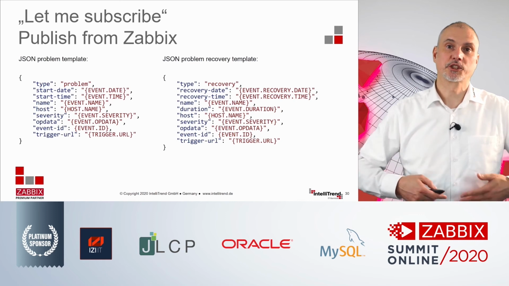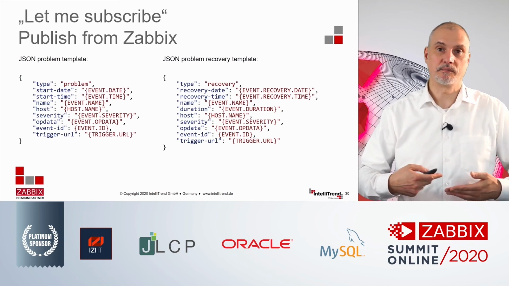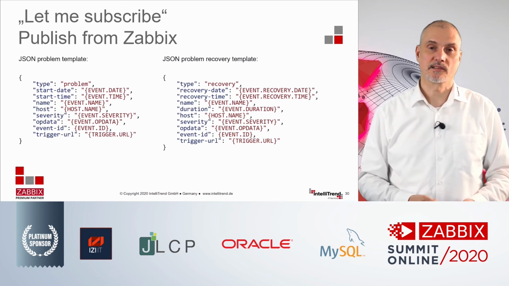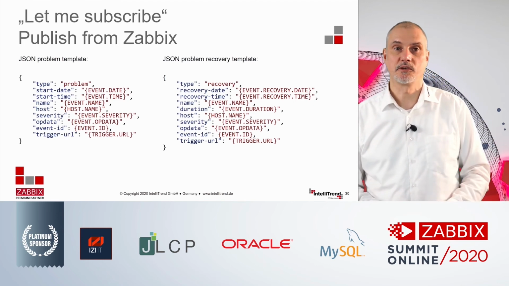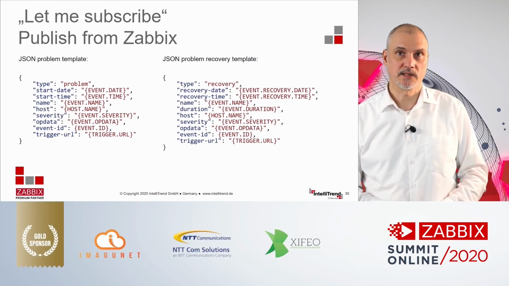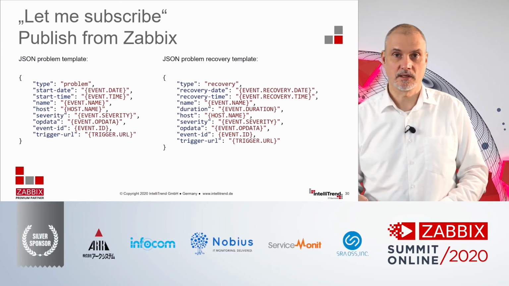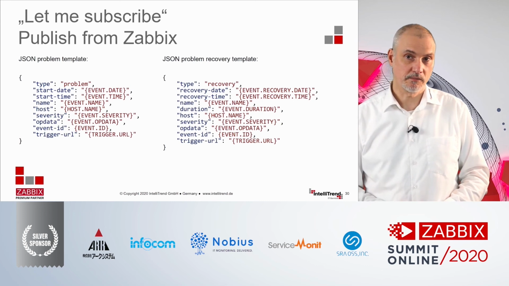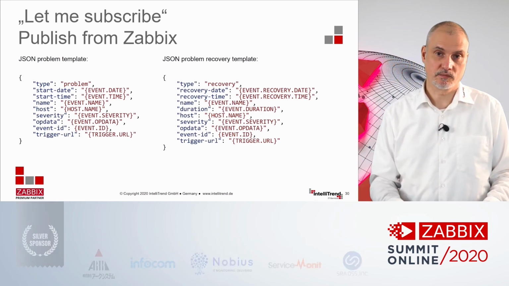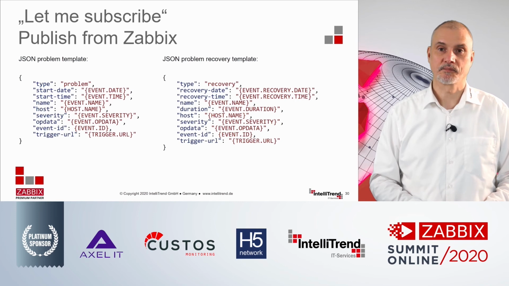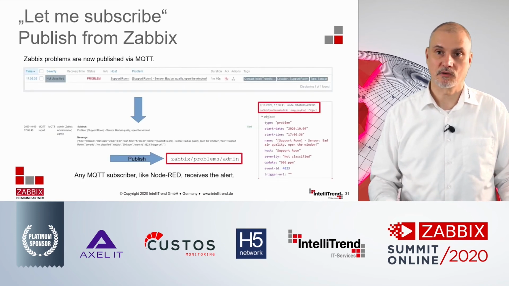Of course, we need to make sure that the data being sent to the broker has the right format. In this case, we are using JSON as a transport format for this. And you see we define our JSON problem template and the JSON problem recovery template. So we can support both of those message types. And that's how it looks in Zabbix.